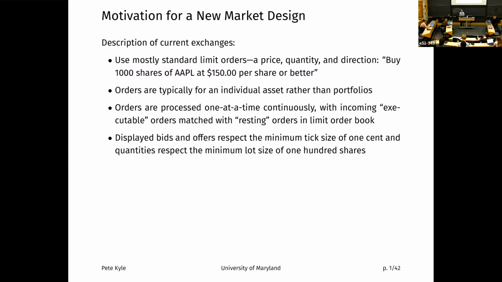The displayed bids and offers, the highest price a person is willing to bid and the lowest price a person is willing to sell at, respect what's called a minimum tick size. That's regulated by the government, or in the past was regulated by the exchanges. Currently, it's 1 penny for the minimum tick size of prices and 100 shares for the display size of the quantity that you want to trade.